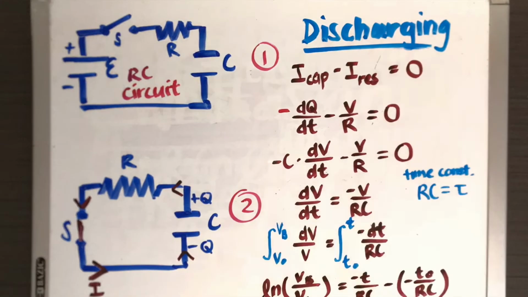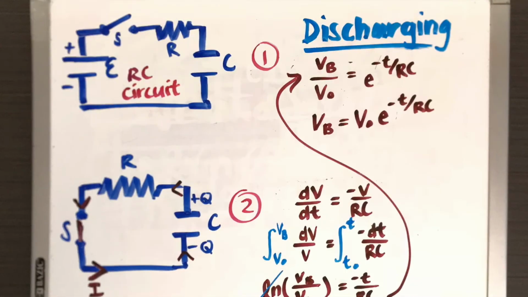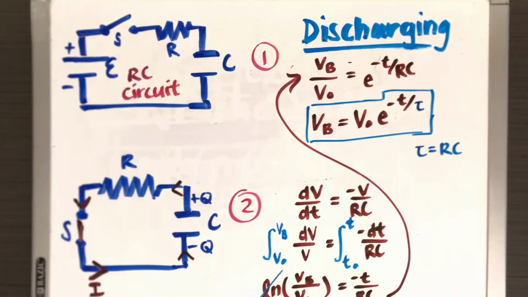This leads us to the natural log of V battery over V naught equals negative t over RC minus negative t naught over RC. Because t naught is 0, this entire fraction becomes 0. Finally, exponentiate, then multiply V naught on both sides to get voltage as a function of time is equal to V naught times e to the negative t over RC. As I mentioned before, RC is a time constant and can be rewritten as tau.